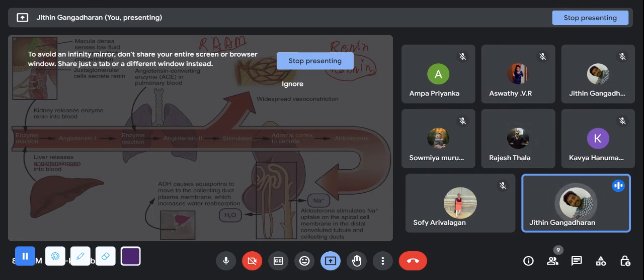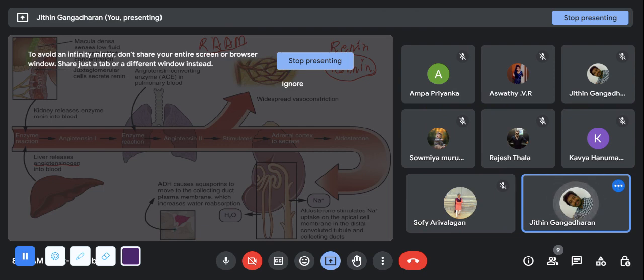This is very important, guys. That's why I am giving so much emphasis on this. So once again, let me explain. When the kidneys identify there is a low concentration of sodium in the blood, renin will be secreted by the kidney and released into the blood. The liver will then release the inactive angiotensinogen into the blood. So we now have renin and inactive angiotensinogen in the blood.